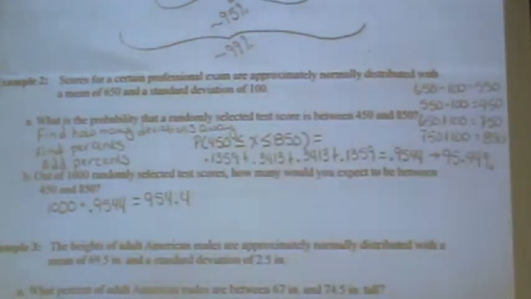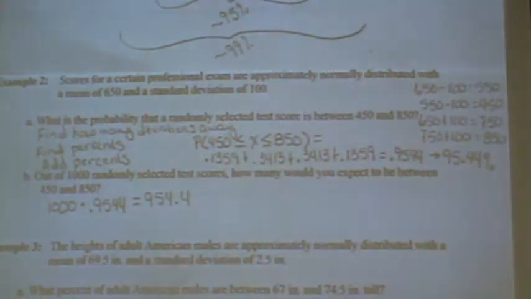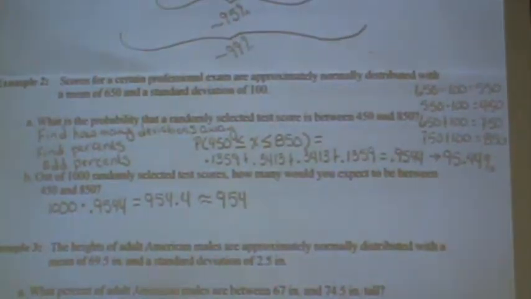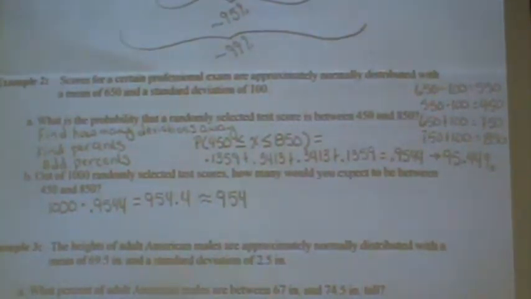So we're going to get 954.4. But it wants to know how many tests we would expect. You can't have 0.4 of a test. So we're going to round to a whole number. And when we round to a whole number, we get that it should be approximately 954. So out of those 1,000 tests, approximately 954 should score within 450 and 850. They should score within that range.